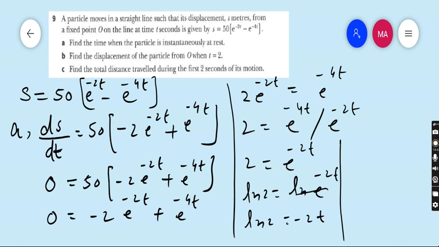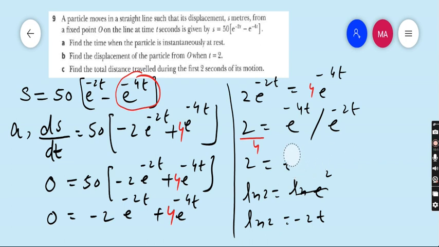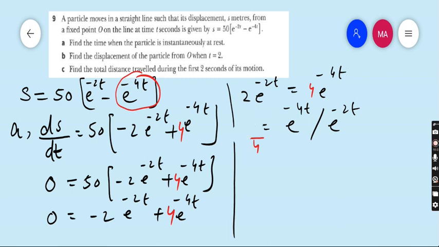Yes, I found the mistake. I forgot to write the derivative of this e power minus 4t. The derivative of minus 4t is minus 4, and minus minus is plus, so plus 4. Sorry, this was a very silly mistake, but what can I do? Sometimes it happens.